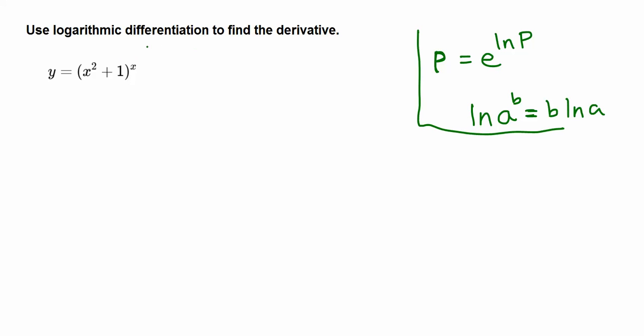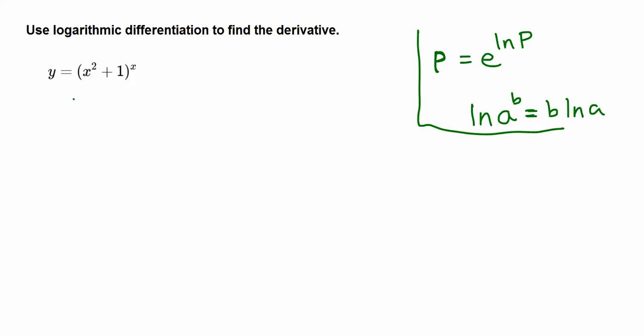Use logarithmic differentiation to find the derivative of this function, y equals (x squared plus 1) raised to x. This is a function raised to a function, so there is no shortcut rule. Okay, so what we do first, we rewrite this function in a nicer way so that we can find the derivative.